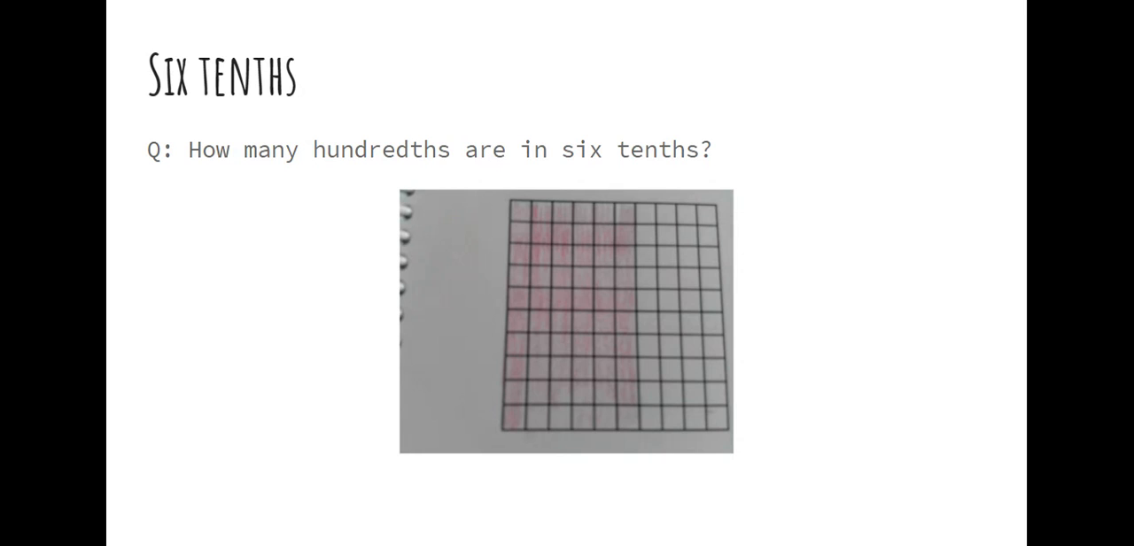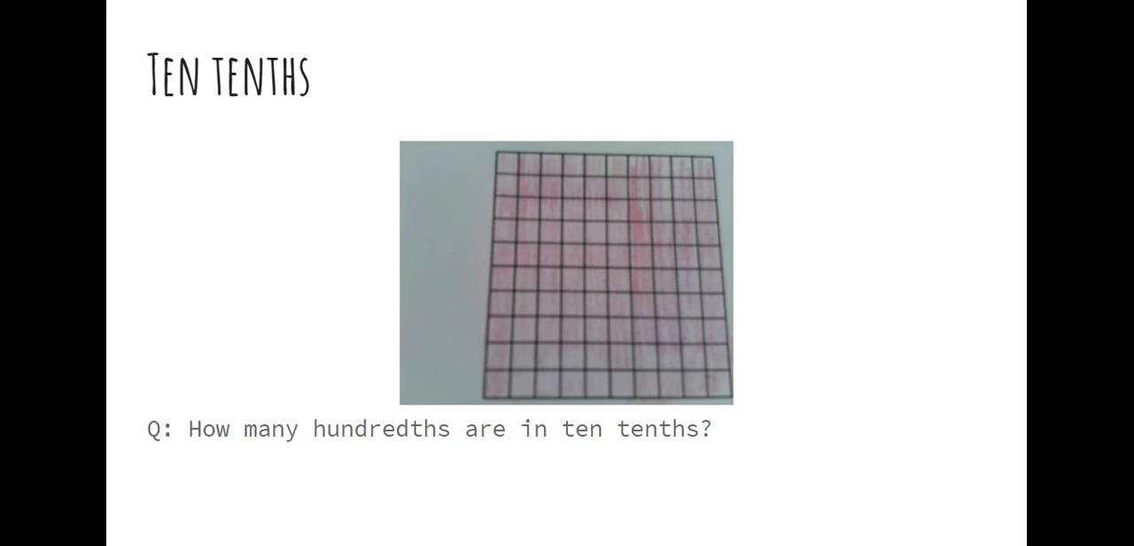So in this image, I shaded in 6/10ths or 6 columns. How many hundredths do you think are in there? How many little squares are there in 6/10ths? If you were thinking 60, you're right. In this picture, I shaded in 10/10ths or 10 columns, or the entire thing. So now I'm thinking, how many hundredths are there in 10/10ths? And if you're thinking 100, you're right.